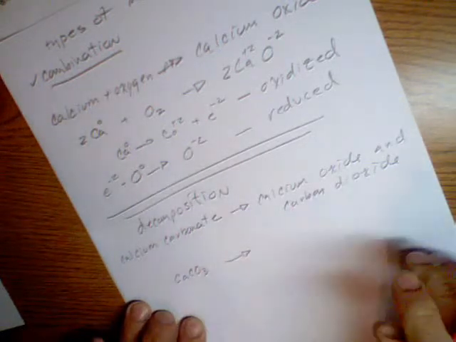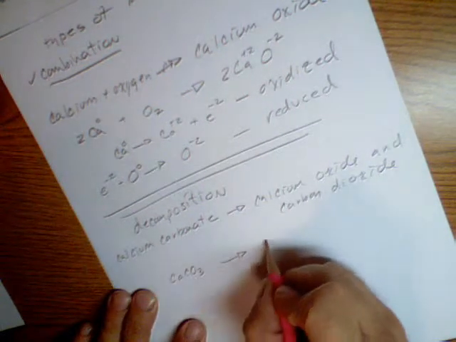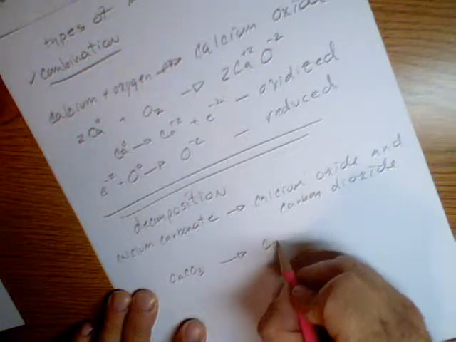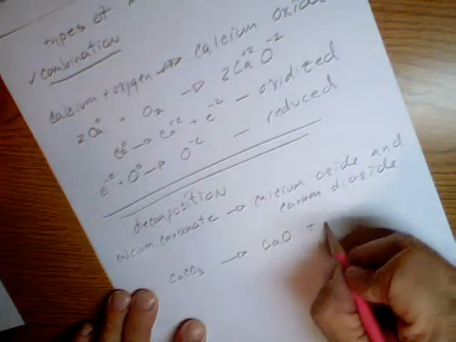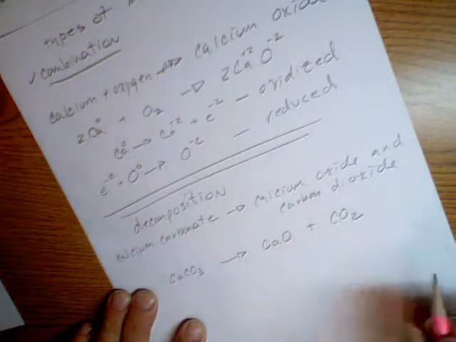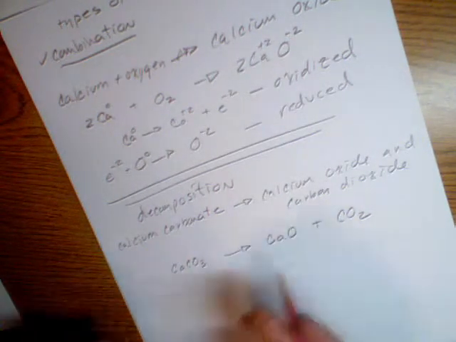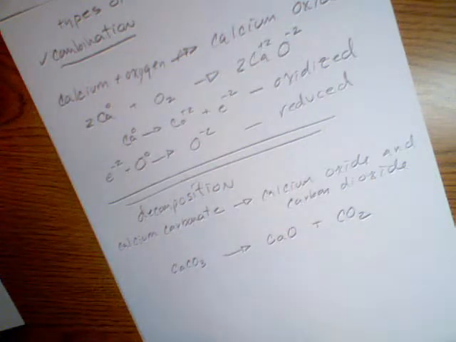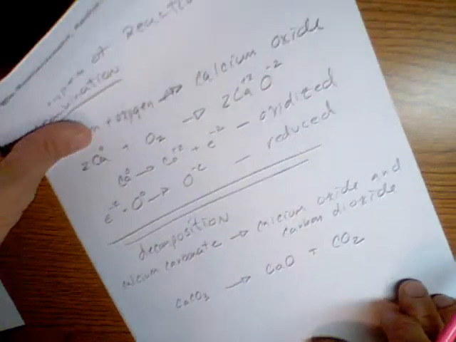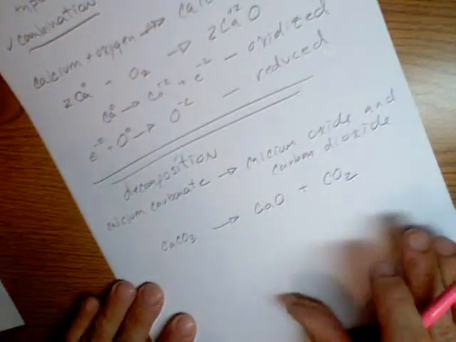And then you write this out in formula format instead of words. And you think to yourself, okay, is this balanced? Do I need to add any subscripts? Do I need to add any coefficients? And am I finished here?